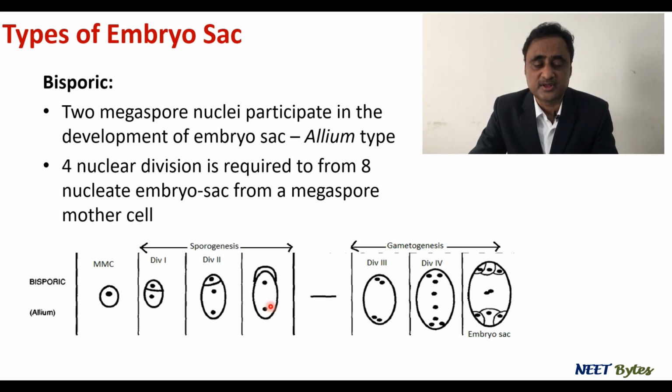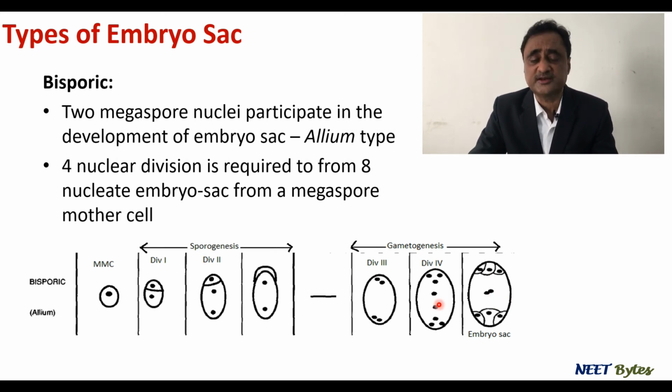Okay. So in gametogenesis, what will happen? 2 will form 4 in the third division. In the fourth division, it will form 8. So at the end of the 4th division, the 8 nucleate stage is there. So the typical embryo sac is going to be formed. So the end structure remains the same. You see, in case of monosporic also, we got the same structure, that is the 7-celled 8 nucleate structure. So is the case in bisporic.